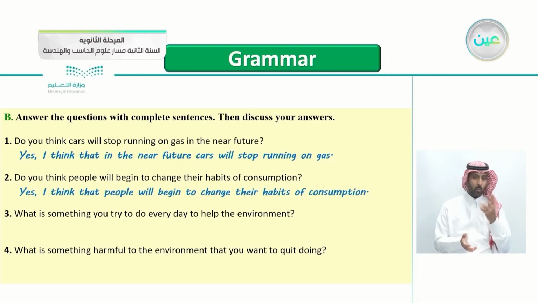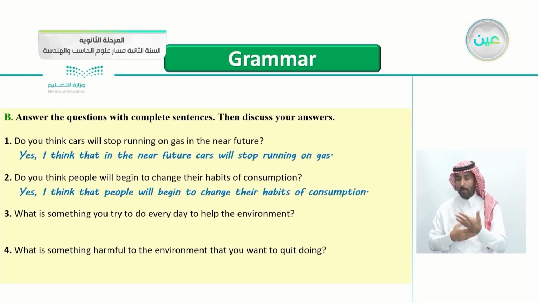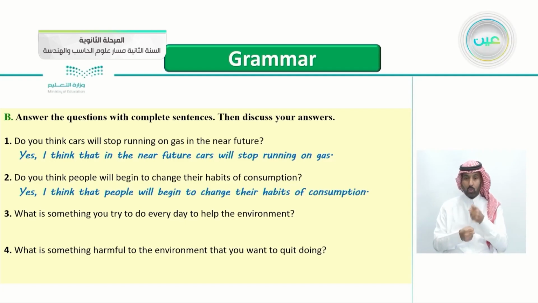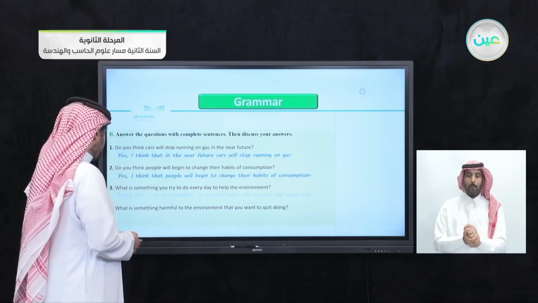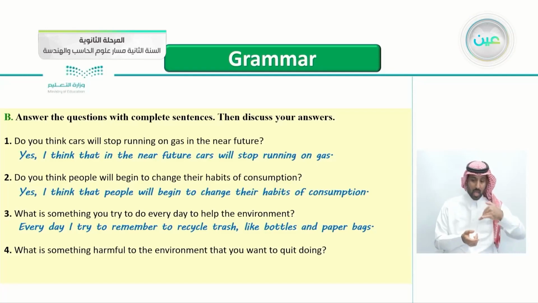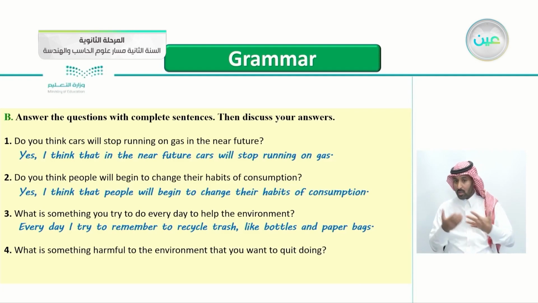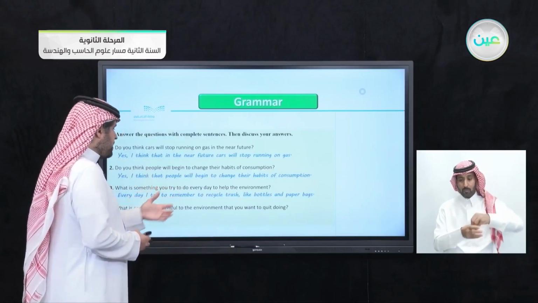Number 3, what is something you try to do every day to help the environment? What is something you try, this is the verb here, try to do. So this is the infinitive here. Every day to help the environment, something you try to do every day. What is it? For example here, every day I try to remember to recycle trash like bottles and paper bags. This is, of course, my answer. Every day I try to remember to recycle, or you can say I try to recycle, for example, trash like bottles and paper bags.